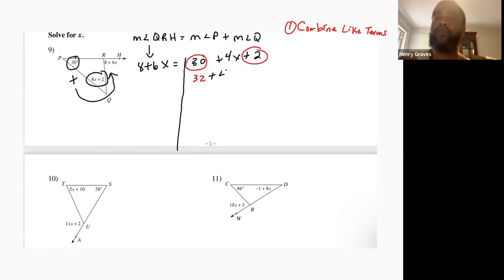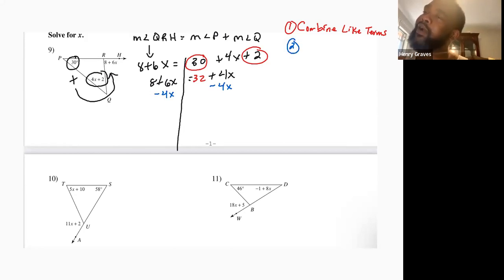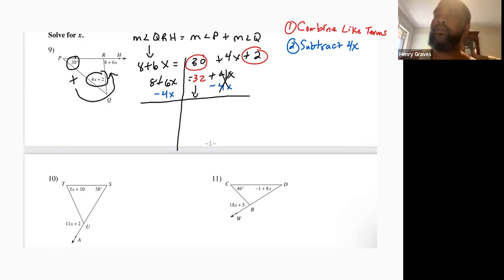Now I can do the same for both sides to solve for x. I'm going to go ahead and subtract 4x on both sides. So my second step here, subtract 4x, subtract the x values. When I do that, this goes away. I bring down the 32 and the 8. 6 minus 4 is 2.